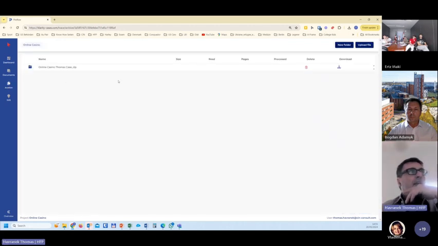Then the archive again is nothing but where you upload the documents, and it can help you to download things. If there still would be something processed, it would show it here.